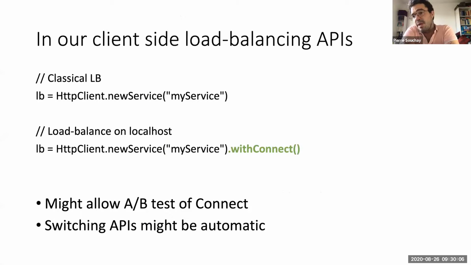From our API point of view, we want something as agnostic as possible, meaning that we start changing our client-side load balancing API, and just by adding a with Connect, you're going to use Connect even on those client-side load balancing APIs. So the benefit would be for this application to use TLS and to use intentions from scratch. And having a very similar API also helps you a lot to do some kind of A/B testing, especially when it's business critical.